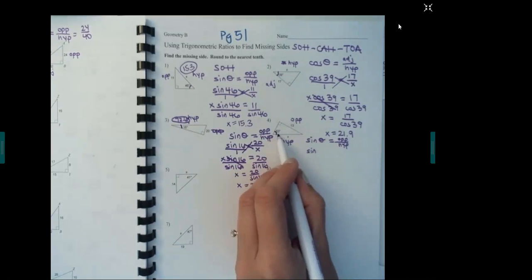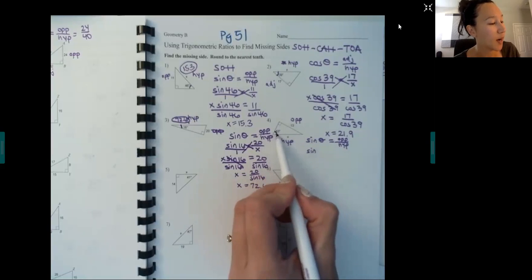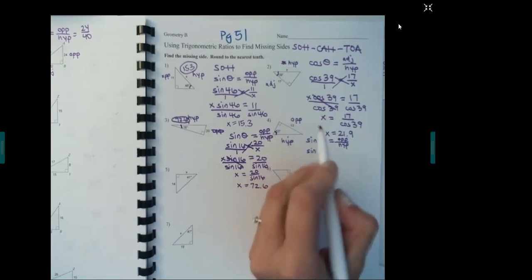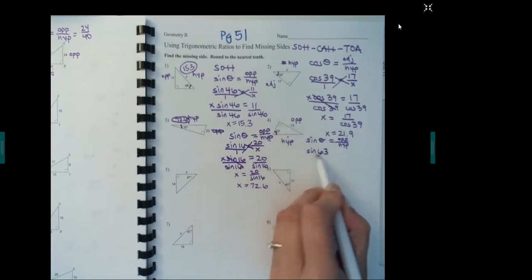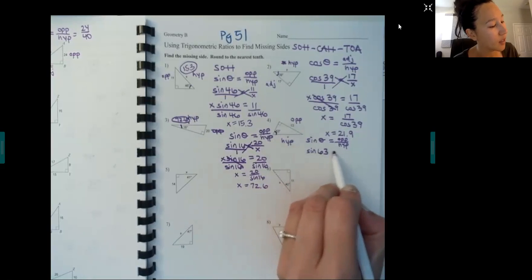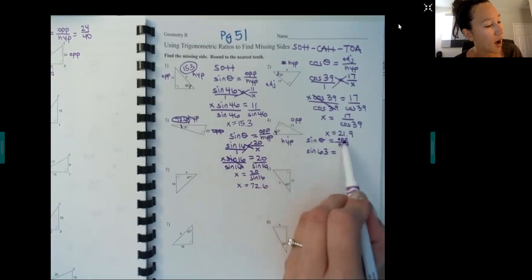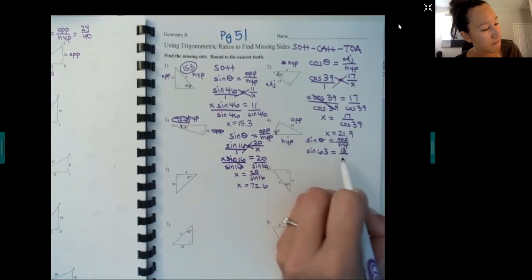Sine of opposite. Wait, so 13? You want to put in your angle first. So our angle is 63. Yep, so you're going to plug in the angle. So sine of our angle 63 is equal to our opposite, which is 13, divided by our hypotenuse, which is X. Very good. Thank you, Jade.